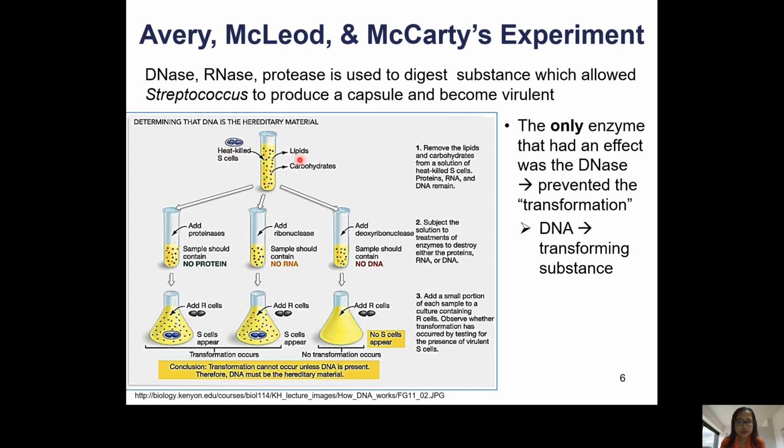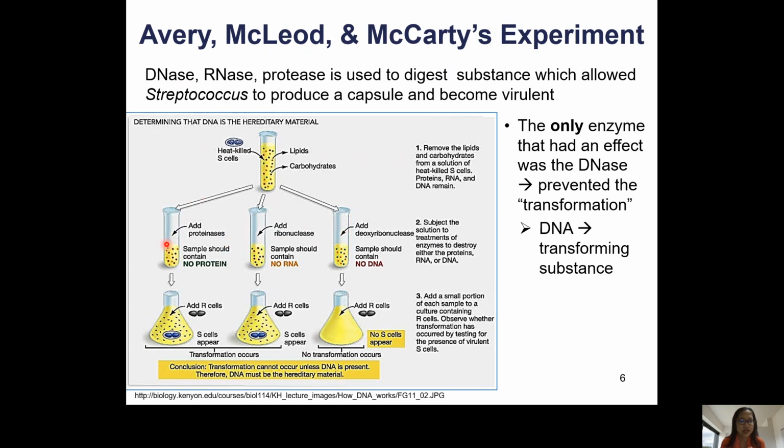And then here, in the first step, the scientists remove the lipids and carbohydrates from a solution. So what remains in the tube are only proteins, RNA, and DNA. After that, the scientists divide the tube into three treatment groups. The first one, they add proteinase. The second one, they add ribonuclease. And the third, they add deoxyribonuclease. Now we'll see what happens after that.